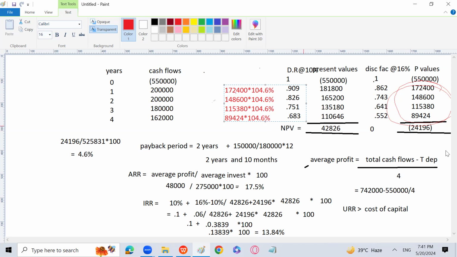You don't need to do that. You just multiply all these present values by 4.6% and add them up. And then they need to be divided by 0.862, 0.743, 0.641, and 0.552 to get the new values of cash flows. You will divide these values by the discount factors to find the new values of cash flows, and those cash flows are required.